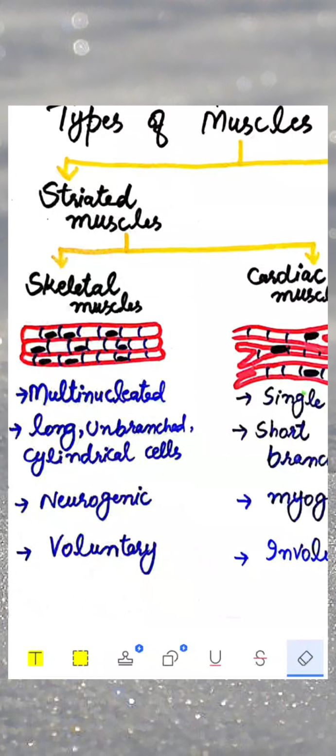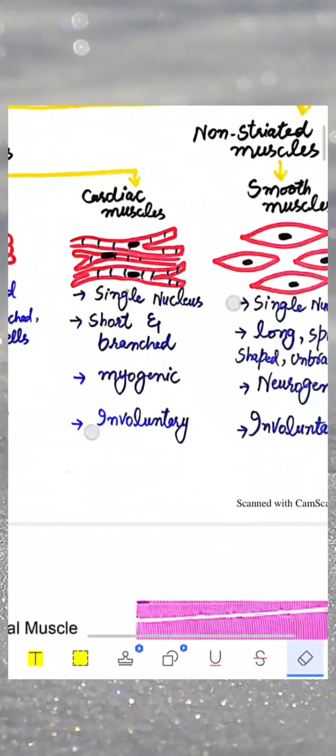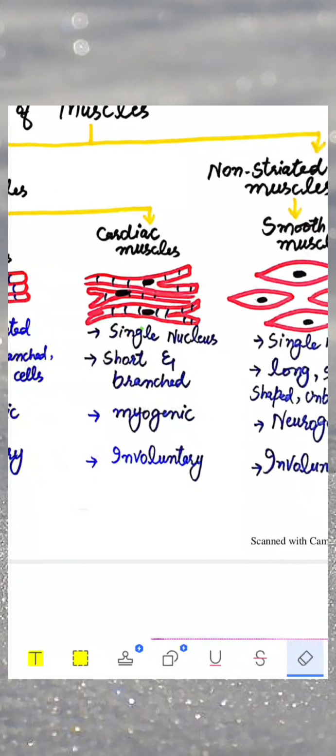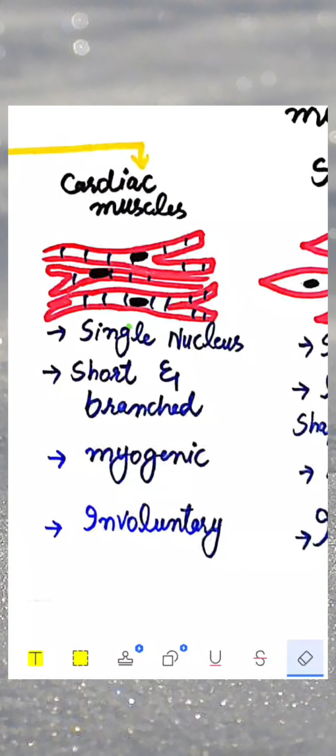Now what is the location of these skeletal muscles? These type of muscles are attached to bones. So near the bones, we can find these types of muscles. Okay, now the next category, which is cardiac muscles. When we see the structure of the cardiac muscles, then only a single nucleus can be found in these type of cells.